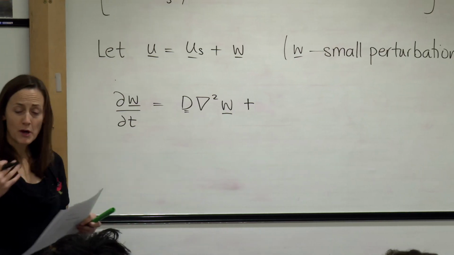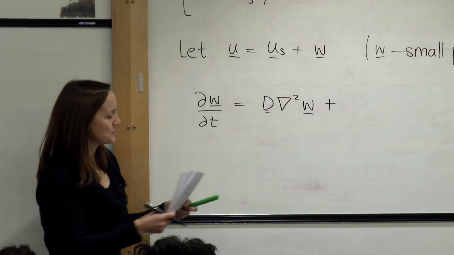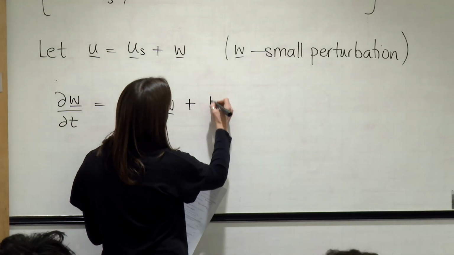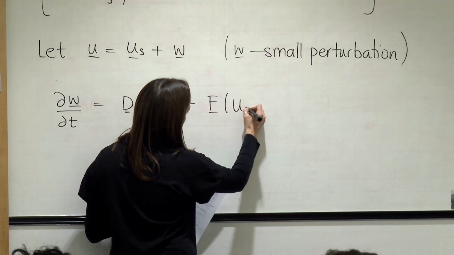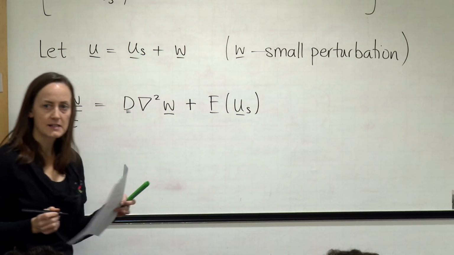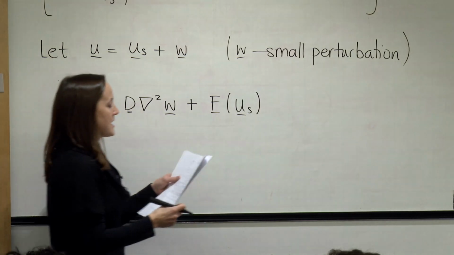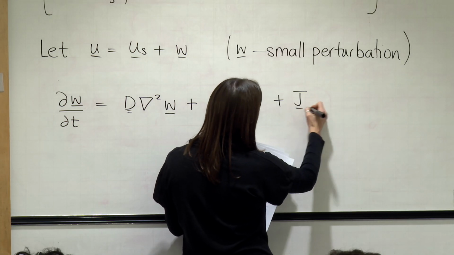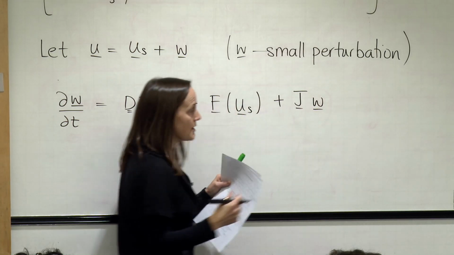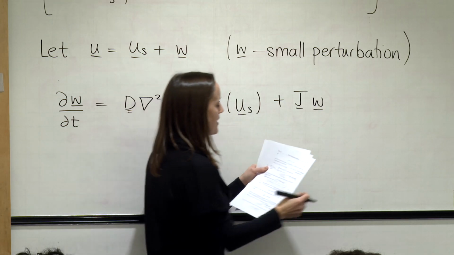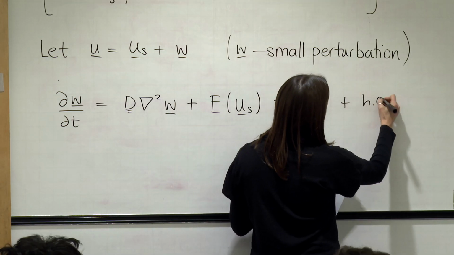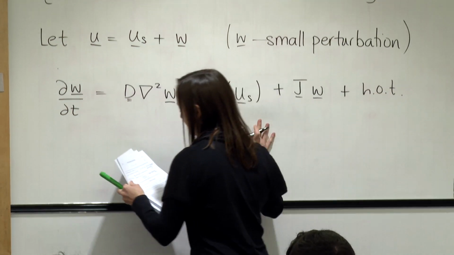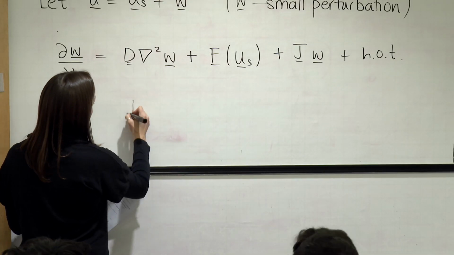So what I want to do is effectively Taylor expand f. The first term that comes out is just f evaluated at the steady state. And then the second term is the first order term in my Taylor series expansion, and I'm going to write that as Jw. I've got higher order terms. And this matrix J, yeah.